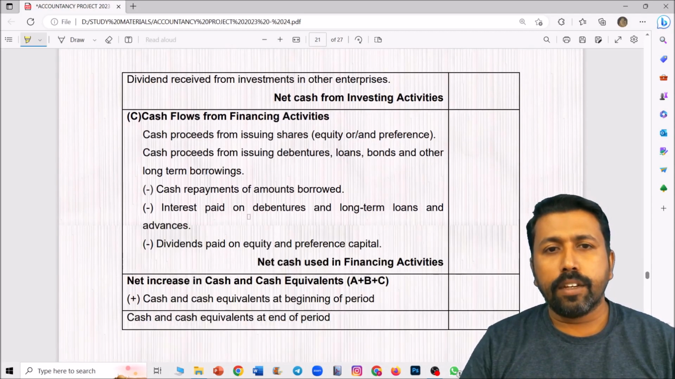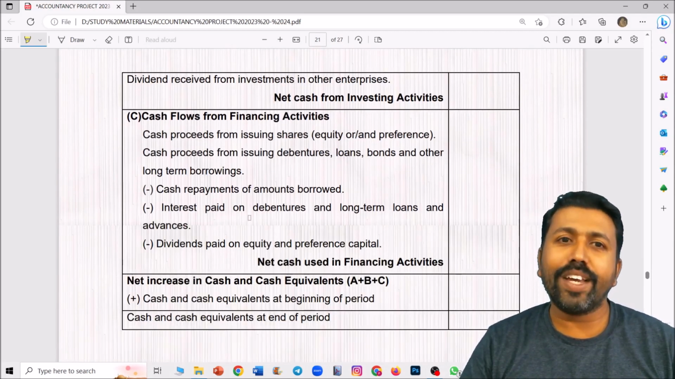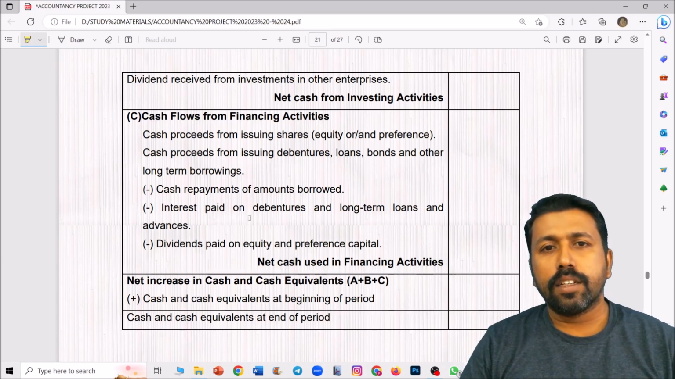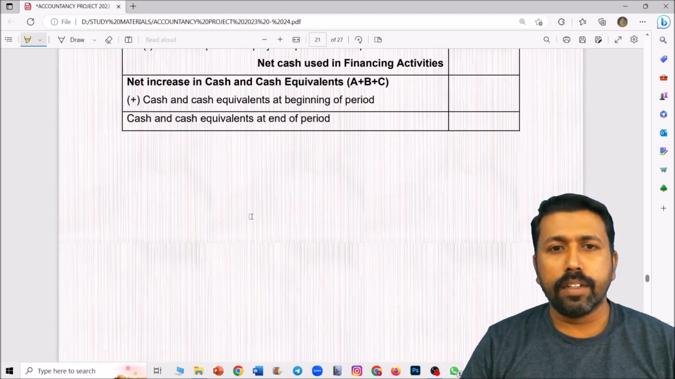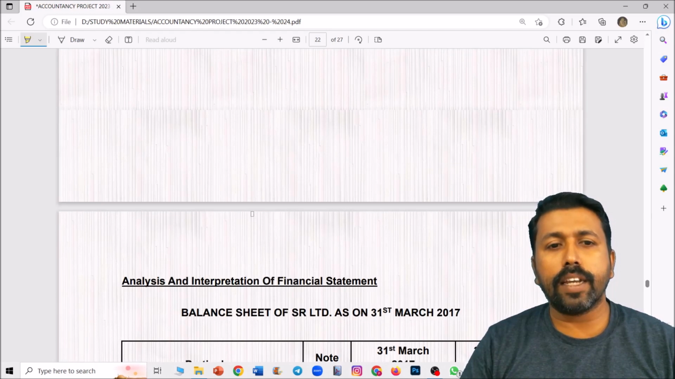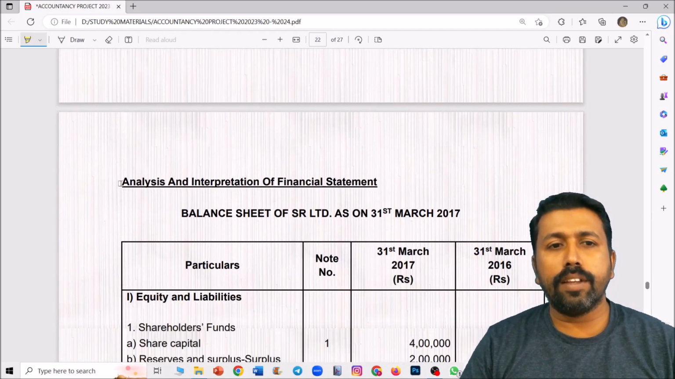Then the financing activity, and how we are adjusting the cash and cash equivalents in the beginning and how we are getting the cash and cash equivalents at the end. These are all the things you have to remember. This is the theoretical part regarding cash flow. After that, in the analysis area, one company's balance sheet is there.